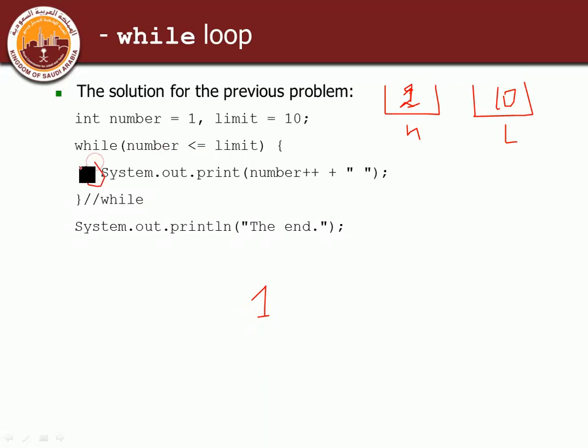I always go up. That's why, when it's 10, did you realize that I'm asking, is 10 less than or equal to 10? Yes, I get inside, display 10, and then it increments, so it becomes 11. And now I need to ask again. I go up and ask, is 11 less than or equal to 10? So then this becomes false.